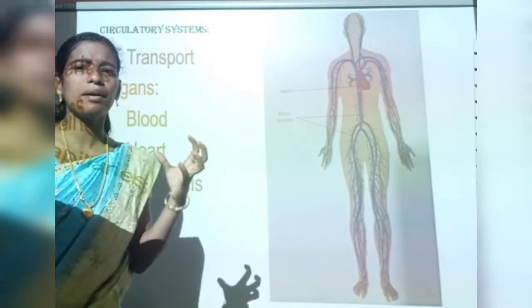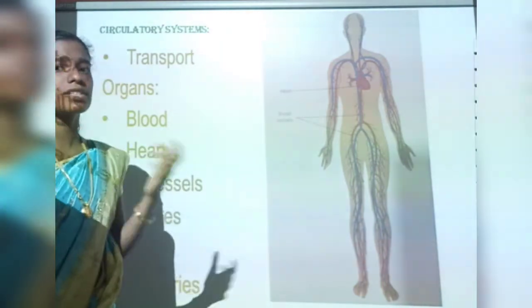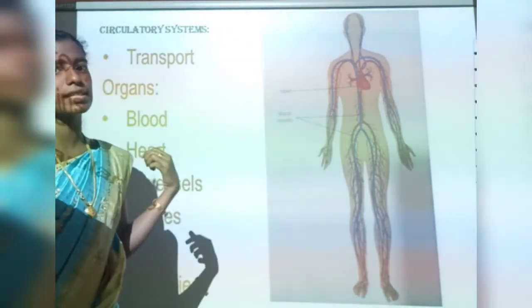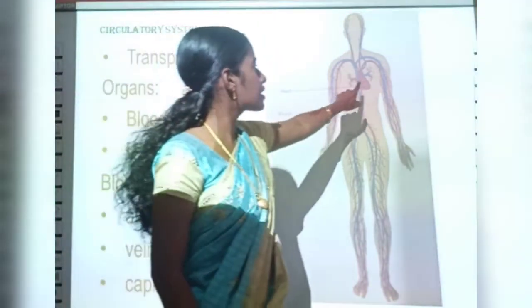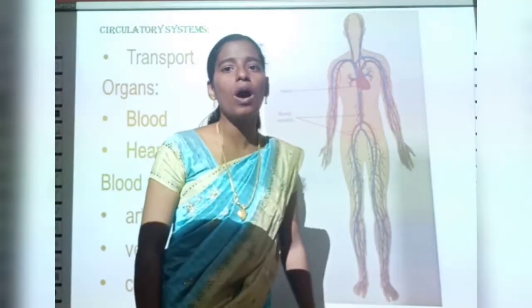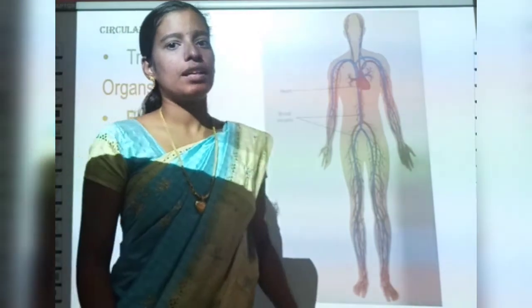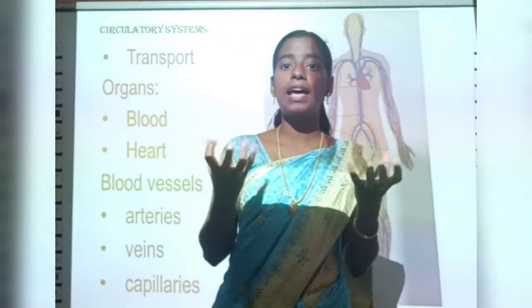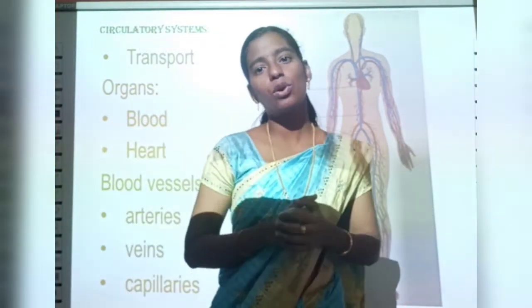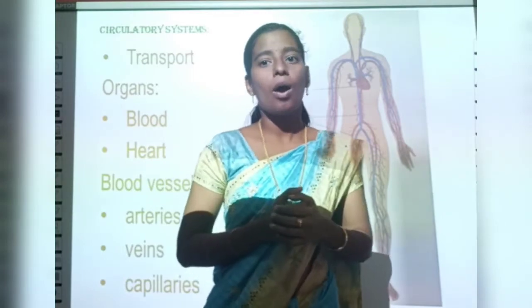Heart, it's a muscular organ. These are the organs in the system. This is nothing but the heart. What does this heart do? This heart will pump the blood. So, it is also called the pumping organ.